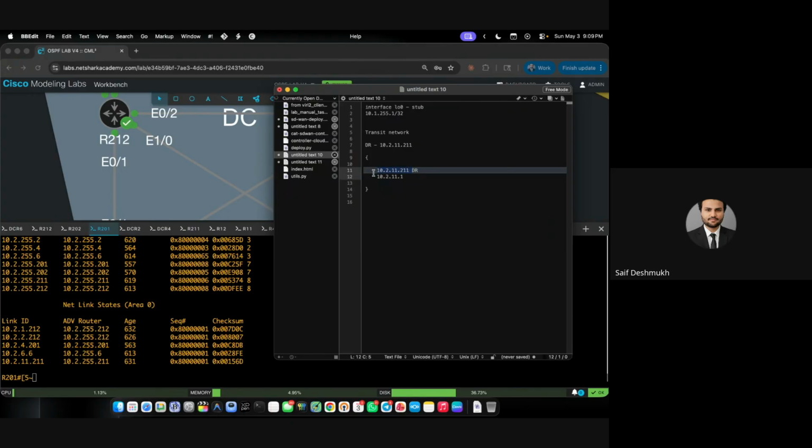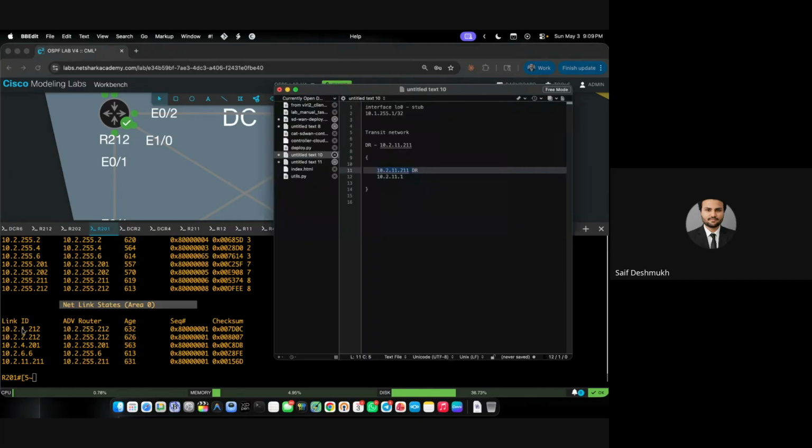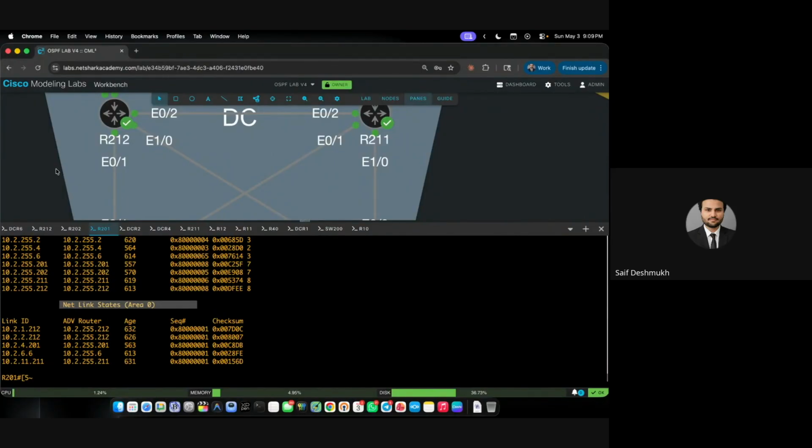So the link ID for that LSA will not be the loopback of the generating router. Look at this, this is a type 2 LSA. We might assume that the link ID is going to be that, but no, the link ID will be the IP address of the interface, because it's not the router that generated it, and the DR is not representing the whole router. It is possible that on another link, router 211 may not be the DR. So it's not safe to say that the representation is for the whole router. It is representing only that link.